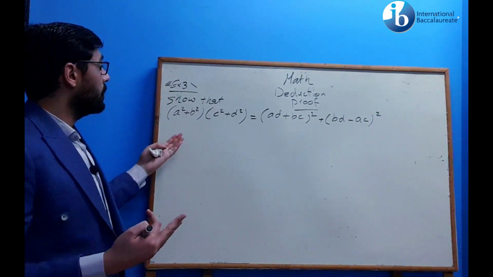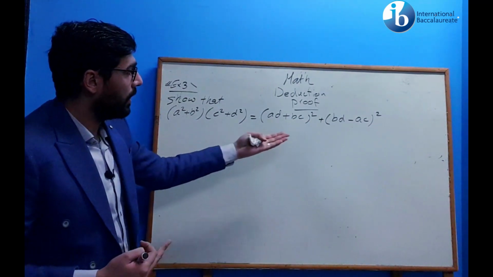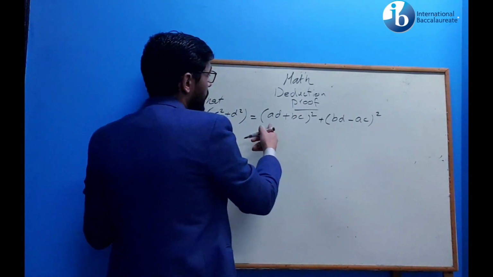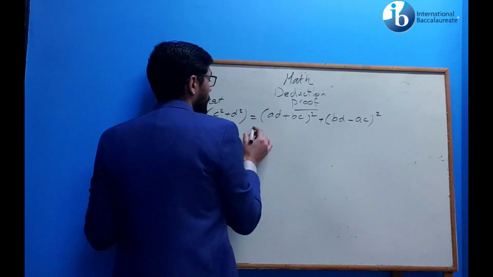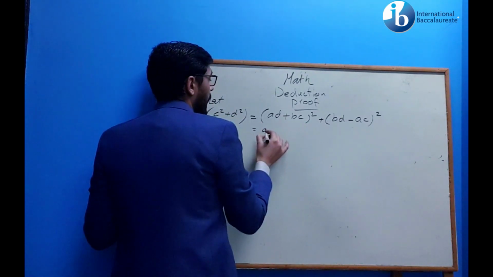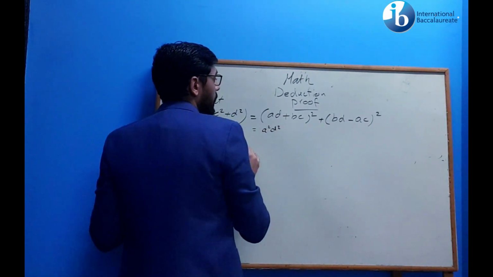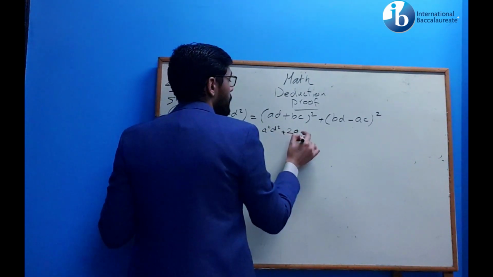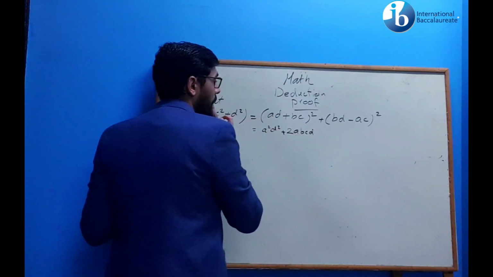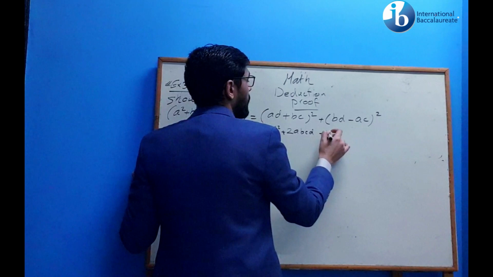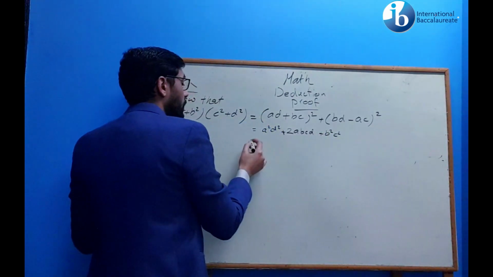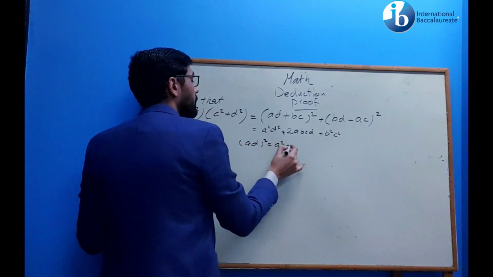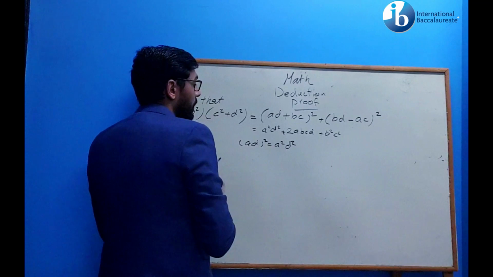It is not necessary to start from the left-hand side. We can start from the right-hand side. Let's try. In this scenario, we have (ad plus bc) squared. Then it becomes a squared d squared plus 2, let's arrange them, which is a, b, c, d, and after that b squared c squared. Because, as we know, (ad) squared equals a squared d squared, there is no need to explain this part.